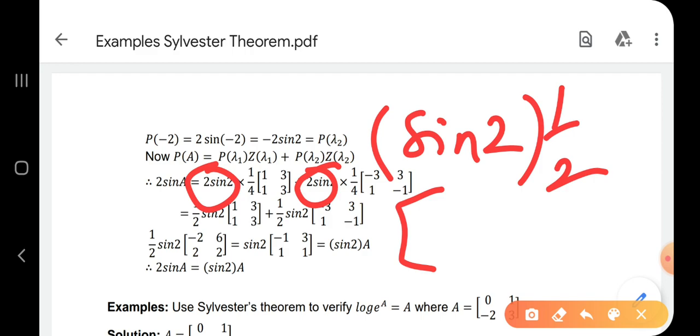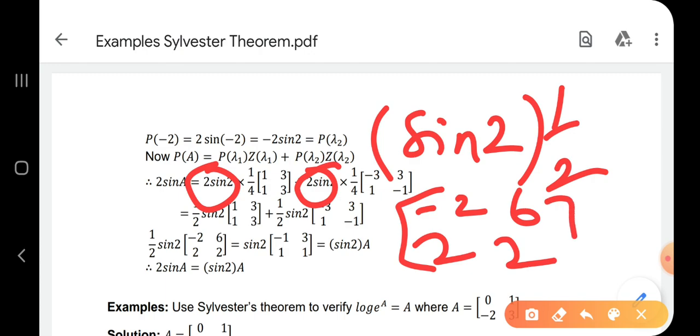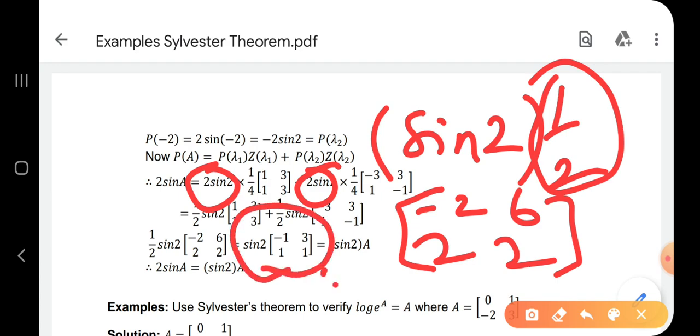1 minus 3, I get minus 2. Then 3 plus 3, I get 6. Then 1 plus 1, I get 2. And 3 minus 3, I get 2. Correct? Multiply this 1 by 2 inside the matrix. So I get sine 2 into minus 1, 3, 1, 1, that is sine 2a.